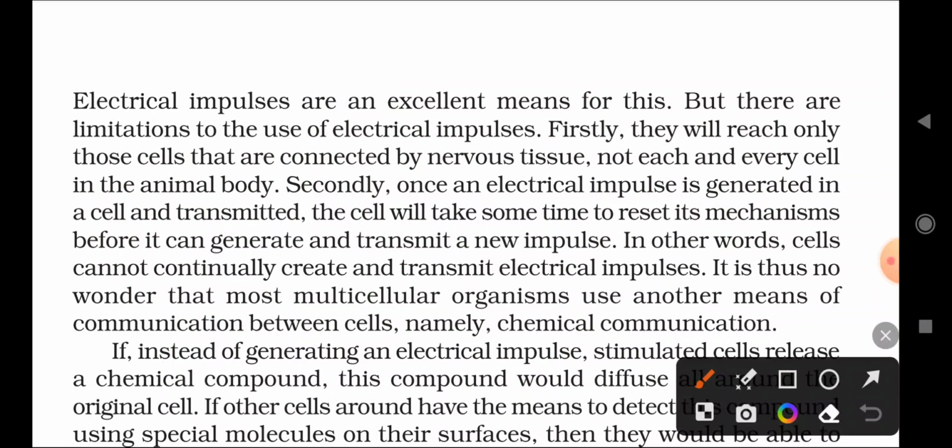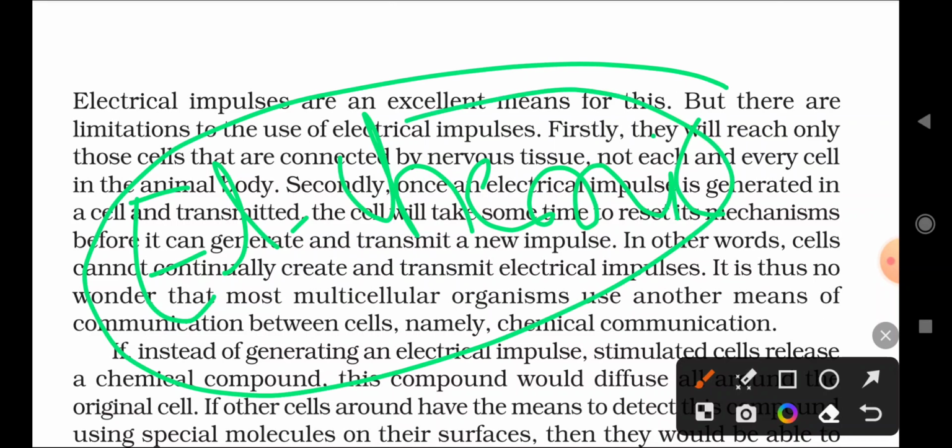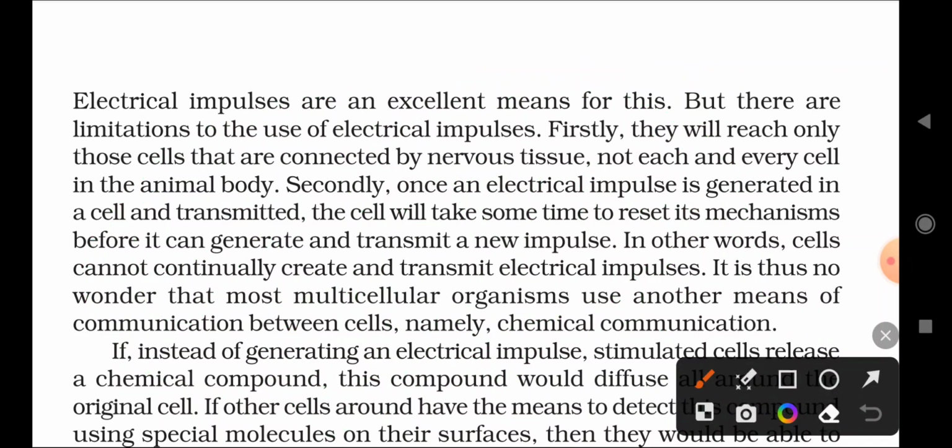Next we are studying the electrical impulse. In a plant, cells communicate by which method? The electrochemical method, as we discussed in the previous video. How is this information transferred from one cell to another cell? In animal bodies also, electrical impulses are used to transfer information from one cell to another. So how do these electrical impulses carry the information? Is it very quick, or does it have some limitations? You have to study that here.